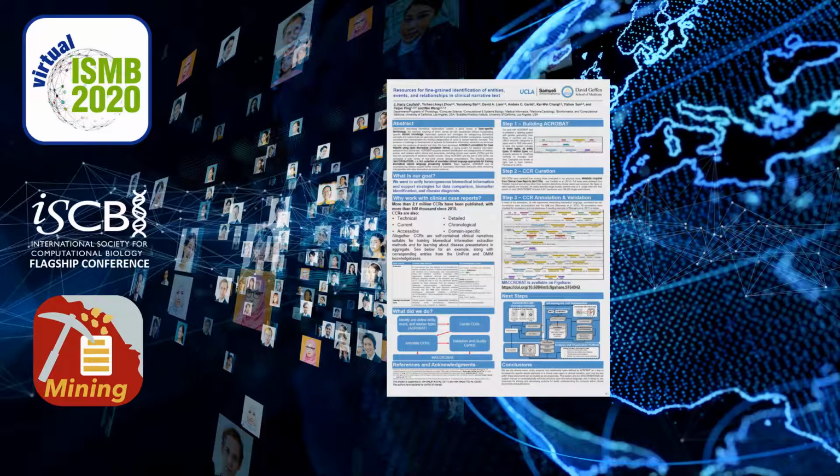This is J. Harry Caufield from UCLA, presenting a poster entitled Resources for Fine-Grained Identification of Entities, Events, and Relationships in Clinical Narrative Text. So our group's primary objective in many respects is to unify heterogeneous biomedical information and to support strategies for data comparison, biomarker identification, and disease diagnosis.